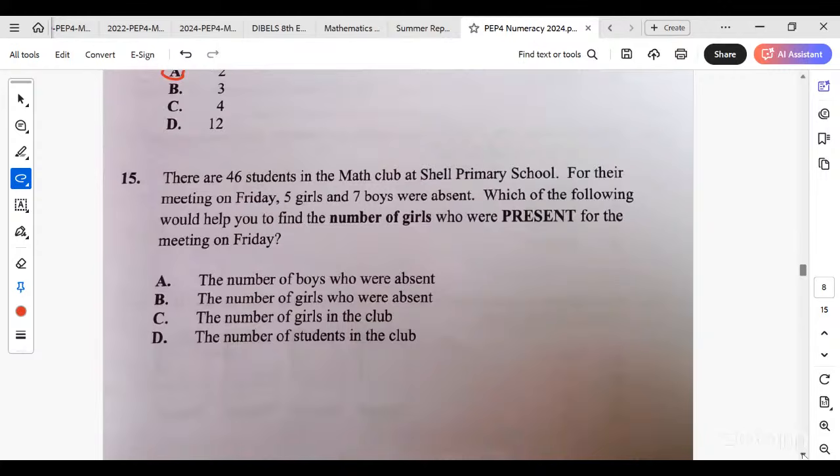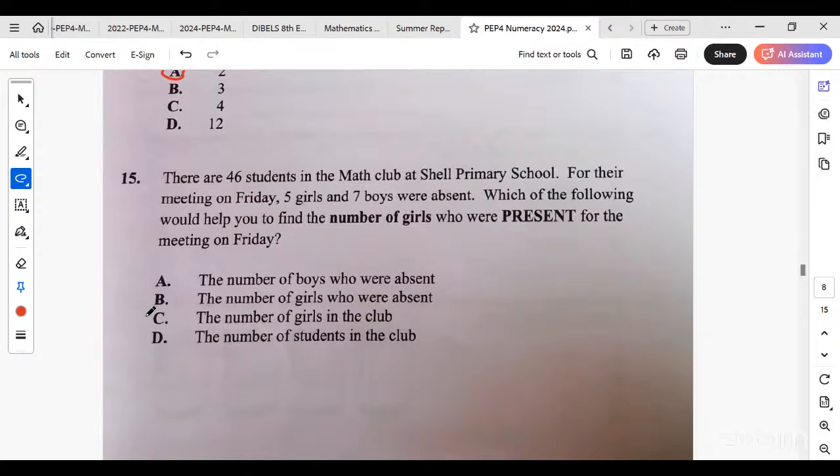Is it the number of girls who were absent? We already know the number of girls who were absent, but that information alone isn't enough to help us. Is it the number of girls in the club? Yes, that's the information you would need. See, if we know the number of girls in the club and then we know the number of girls who are absent, we find the difference between those two, and it would give us the number of girls who were present.